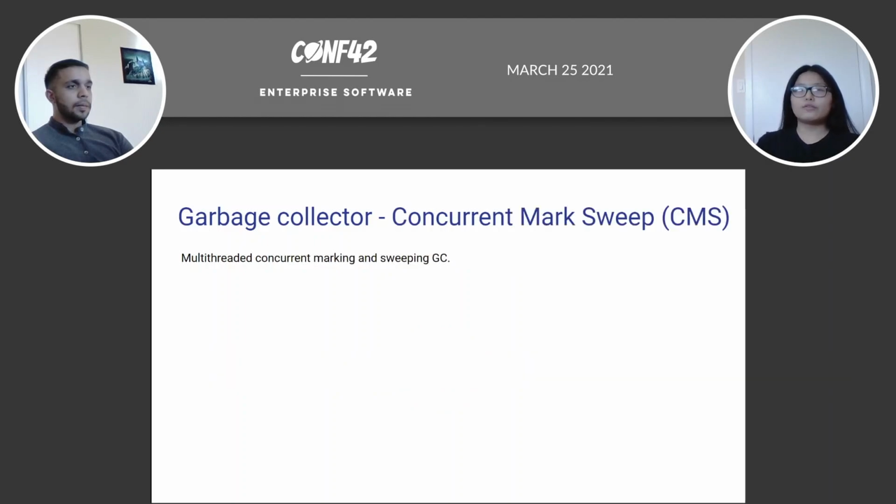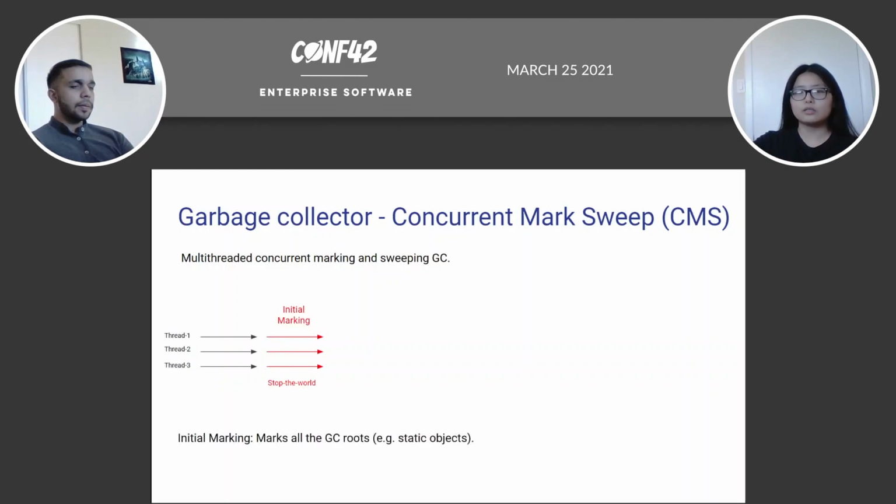Another implementation of the garbage collector is the concurrent mark and sweep, or CMS for short. This is a multi-thread concurrent marking and sweeping GC. Looking at this example, we have 3 Java application threads that are running, and when the CMS is triggered, it will trigger a stop the world pause for initial marking. During the initial marking, the garbage collector will mark all the GC roots.